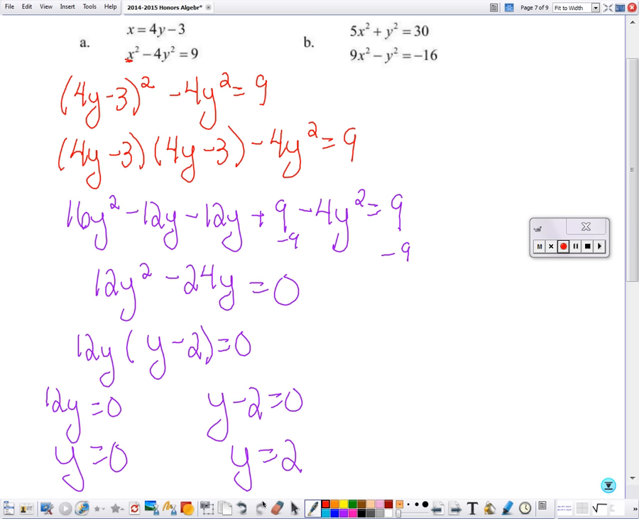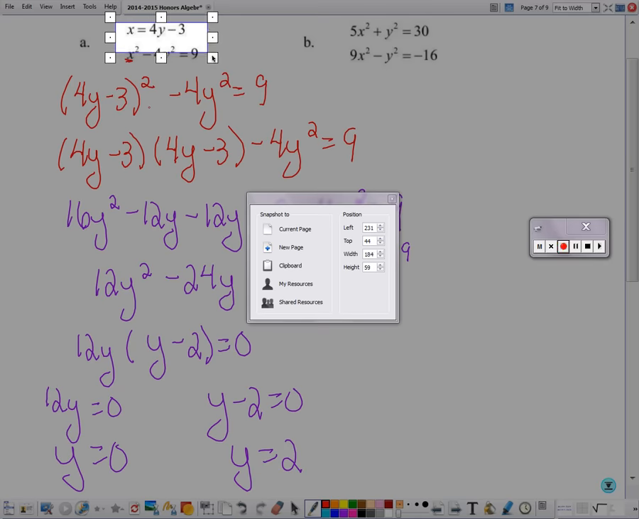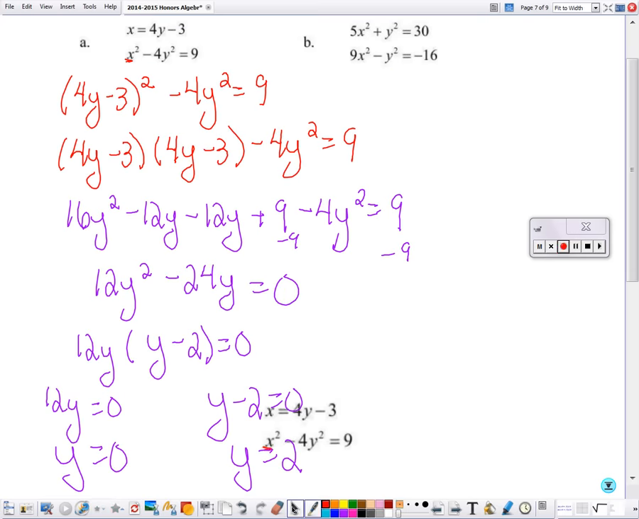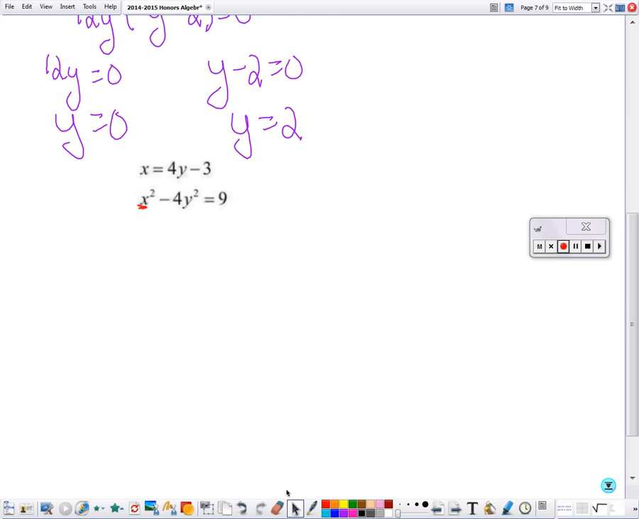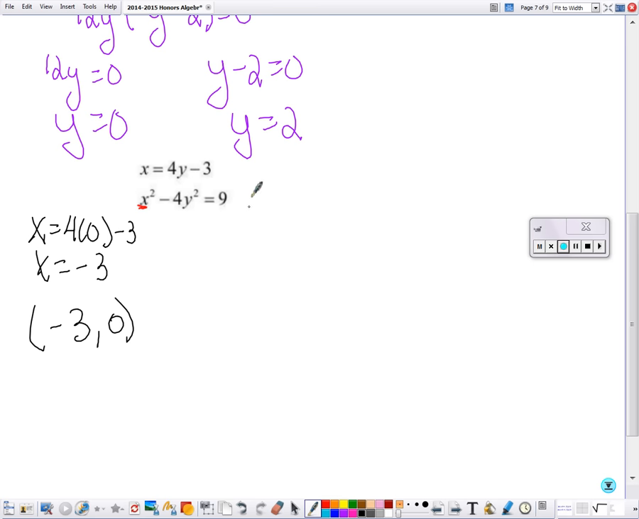But now we need the corresponding x for both of them. Let me get our equations here. So we can use one of the originals to substitute back in to get x. I don't recommend the bottom one. It's harder. So if we use this top equation, x equals 4 times 0 minus 3. Oops. So that's x equals negative 3. So we have a point negative 3, 0.